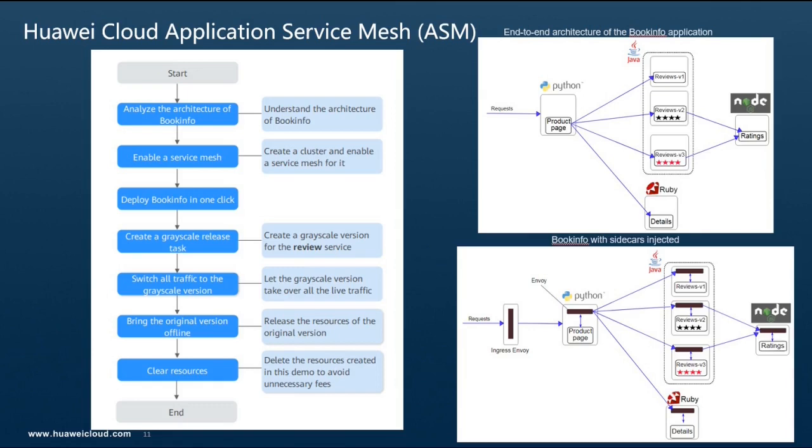This slide is showing you the demo application Bookinfo. We will then show you the grayscale release features on this demo application. Bookinfo is a heterogeneous application that consists of several microservices written in different languages. These microservices do not depend on a service mesh. They demonstrate a typical scenario where a service mesh can be used, that is, when an application consists of multiple services using multiple languages and with certain services having multiple versions.